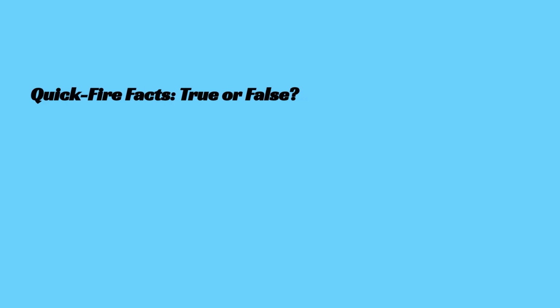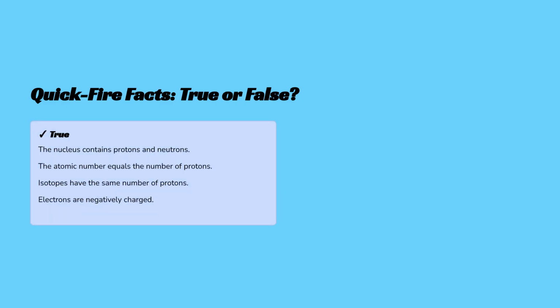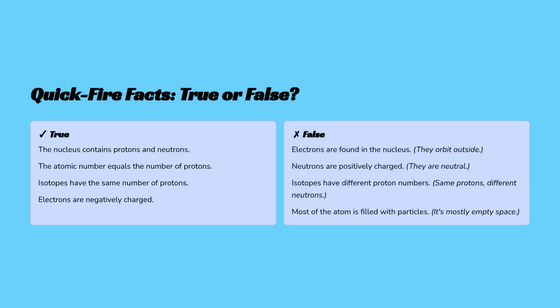Is it true that the nucleus contains protons and neutrons? Yes. Is it true that electrons orbit the nucleus rather than reside inside it? Yes. Ensure you can distinguish between these atomic components quickly.